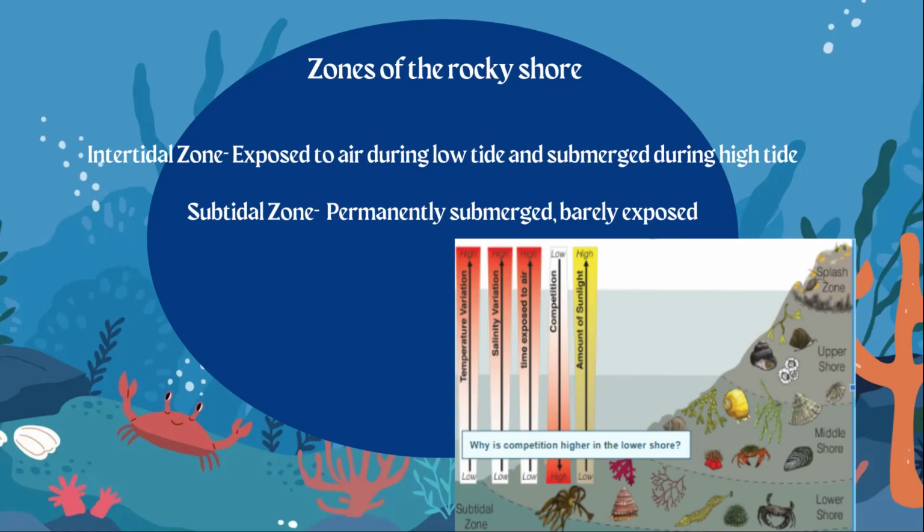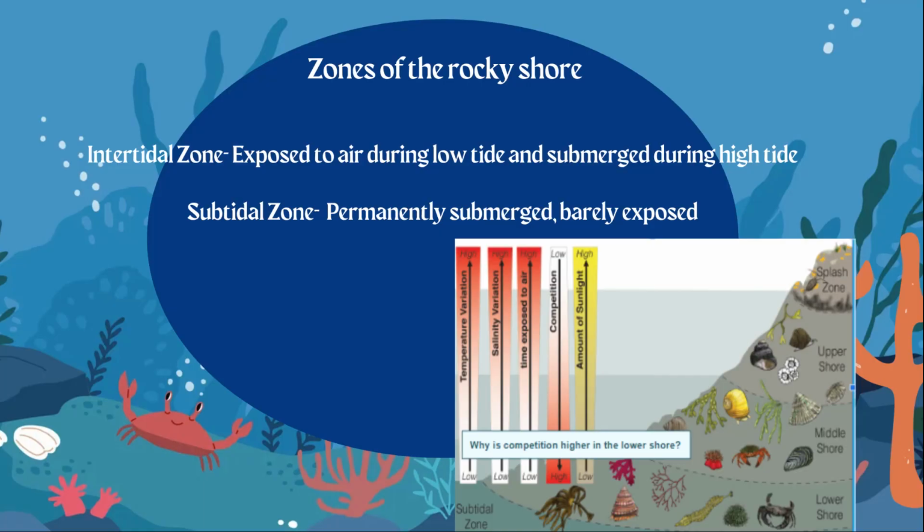Now, the shorelines, we have the splash zone. The splash zone is the furthest away from the water, meaning there are organisms that live there that are going to be splashed. It's going to be a lot more difficult to live in the splash zone because the water availability is less. The sunlight is more intense. Therefore, the temperature is more intense.